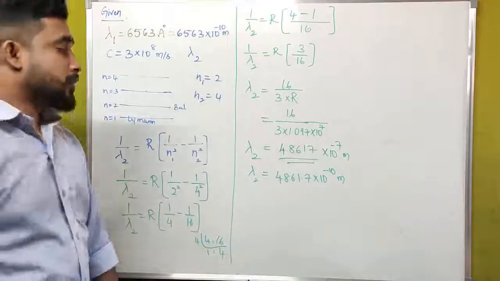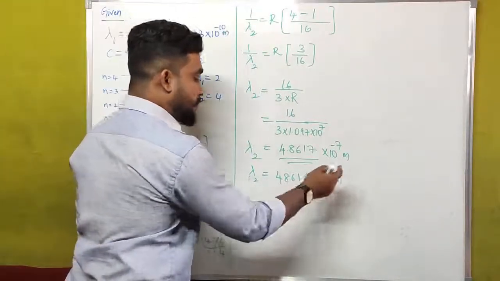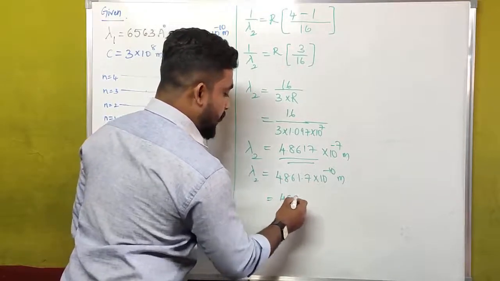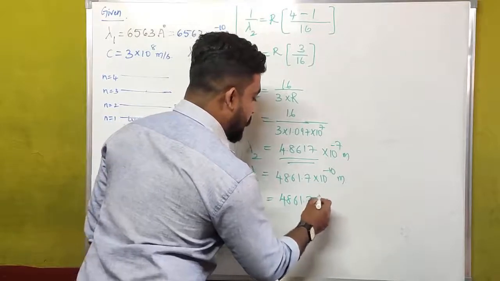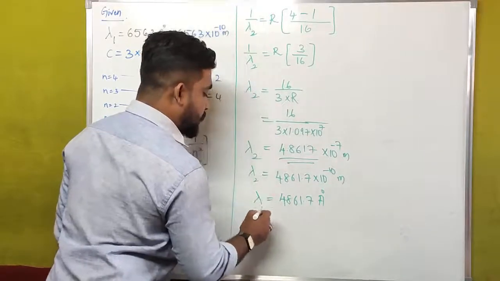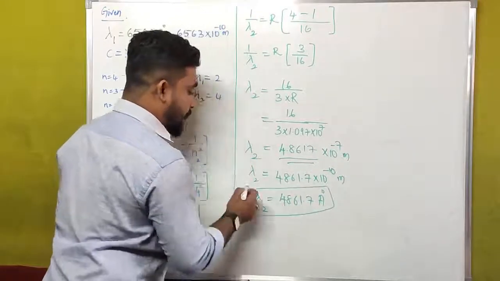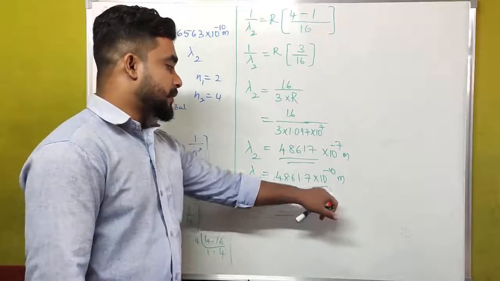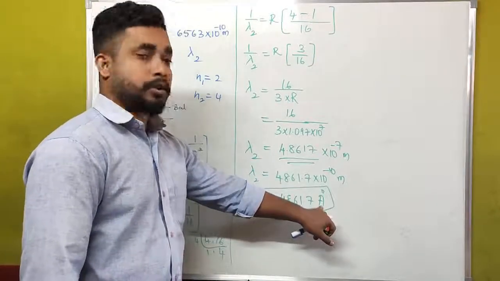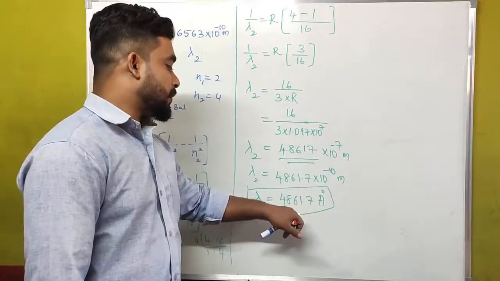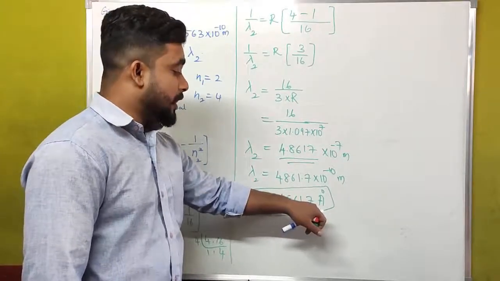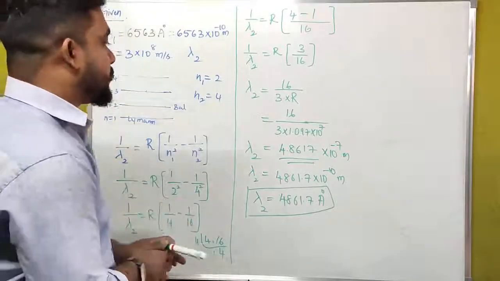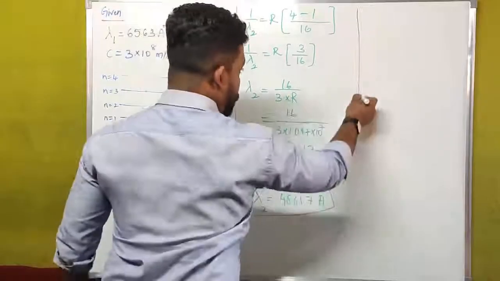In terms of Angstrom, this is 4861.7 into 10 to the power of minus 10 meter, or 4861.7 Angstrom. We should not write Angstrom meter. Actually, Angstrom means that is 10 to the power of minus 10 meter. Okay, please understand this. 10 to the power of minus 10 meter is Angstrom. We don't want to write 4861.7 Angstrom meter.